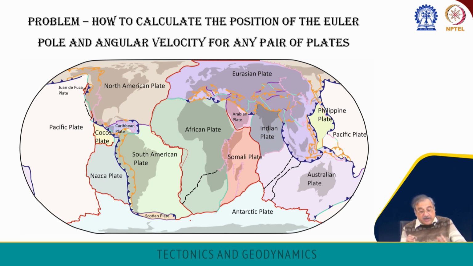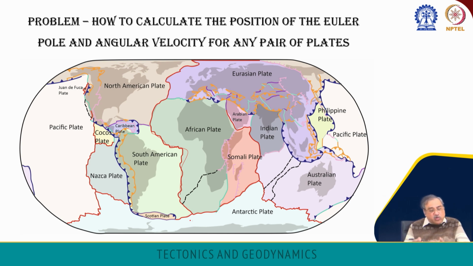In fact, to understand how motion takes place between plates on the surface of the earth, it is important for us to know the angular velocity associated with any particular pair of plates, and it is also important for us to know where the Euler pole of rotation is located for each pair of plates that we are concerned with. So this information is needed.